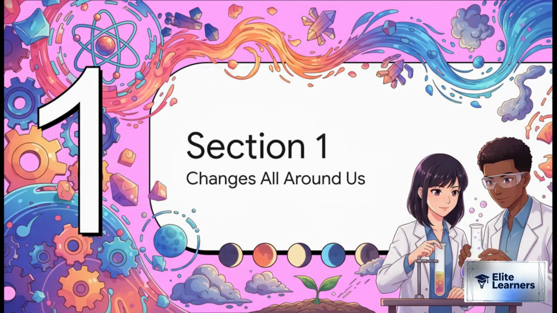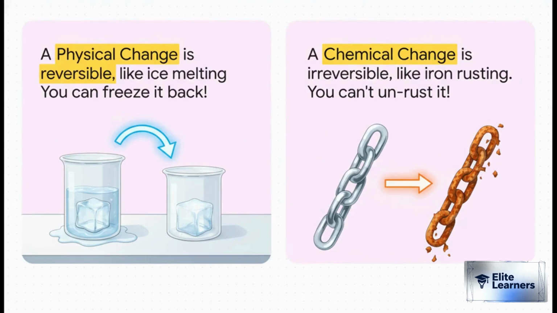All right, let's kick things off with Section 1. The world around us is constantly in motion. It's always changing. But not all changes are created equal. Okay, so check this out. You've got 2 basic kinds of change. On the left, a physical change, like ice melting into water. It's still H2O, right? It's just in a different form. You can freeze it right back into ice. It's totally reversible.